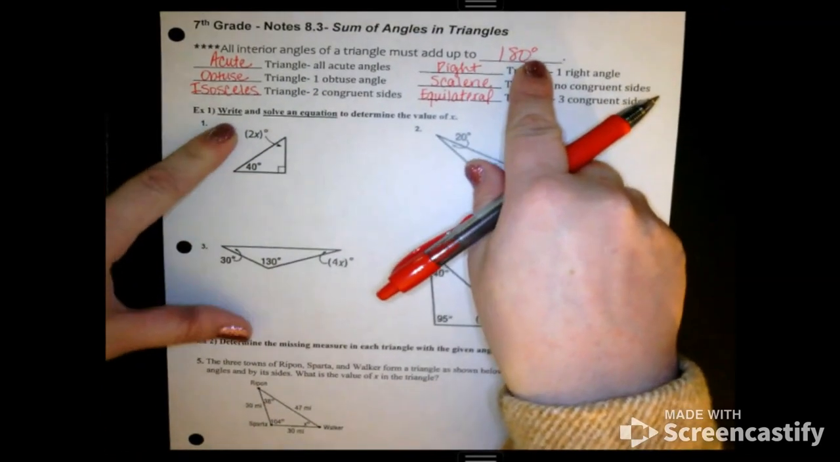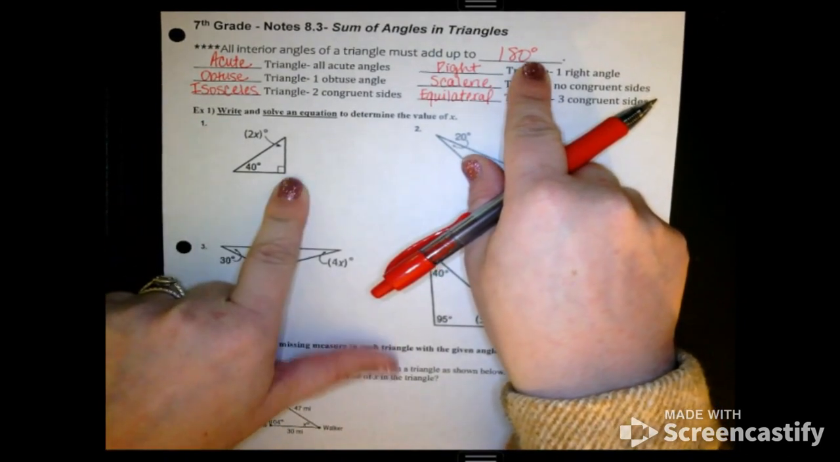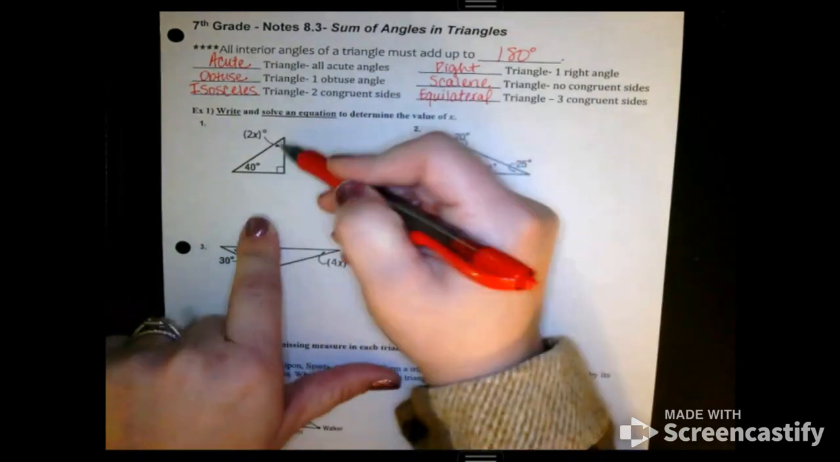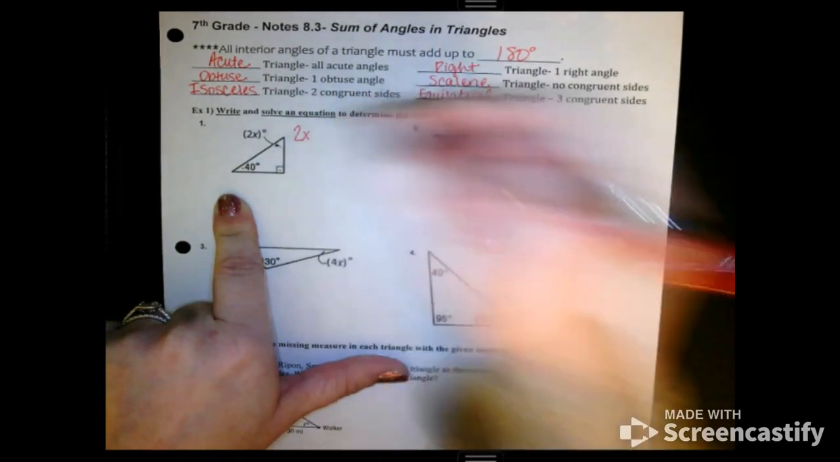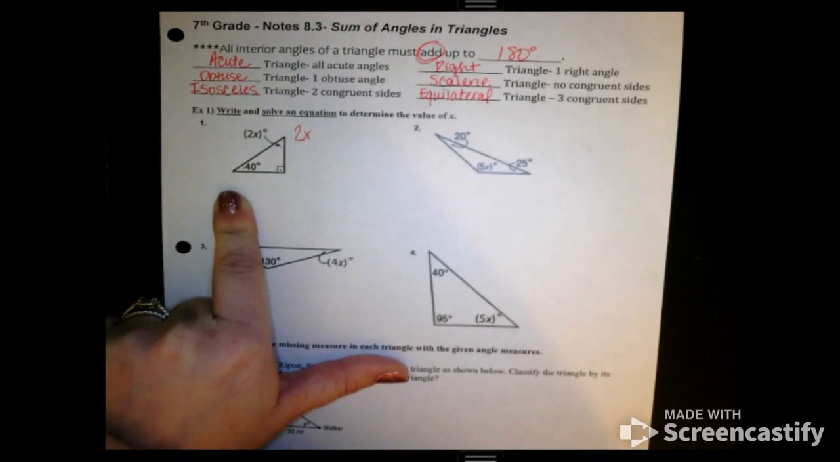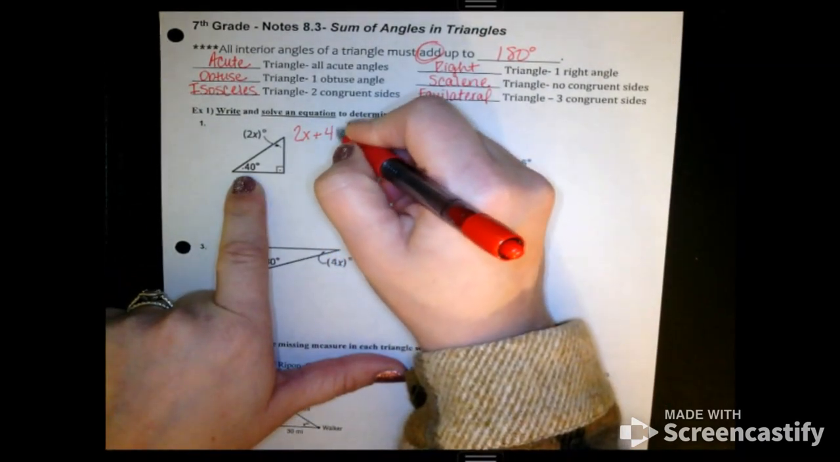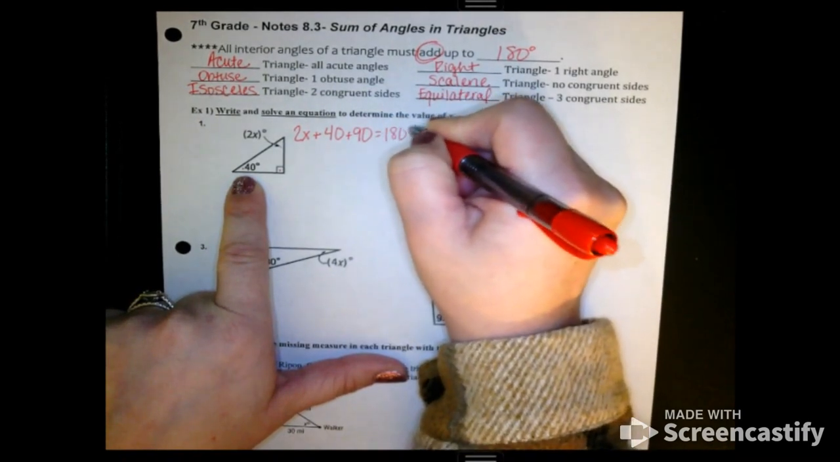Well, if all the angles have to add up to 180 degrees, how could I write an equation for this triangle? What would I do with this angle and this angle and this angle? What does this mean, right here? I must add. So 2x plus 40 plus 90 equals 180 degrees.